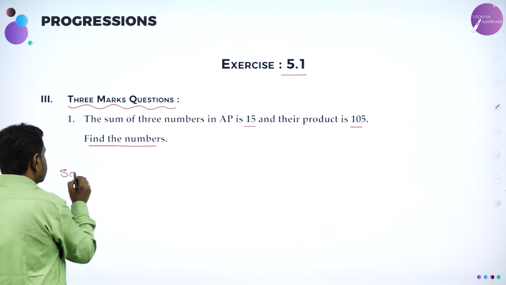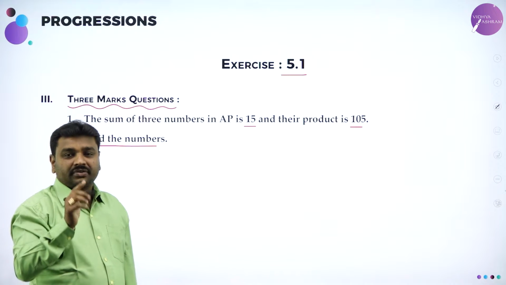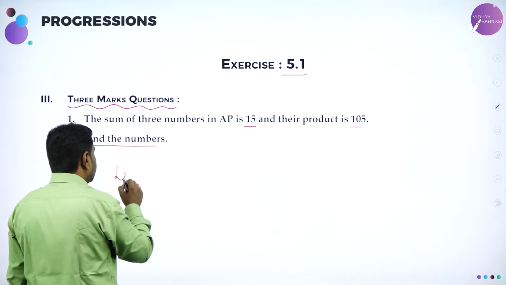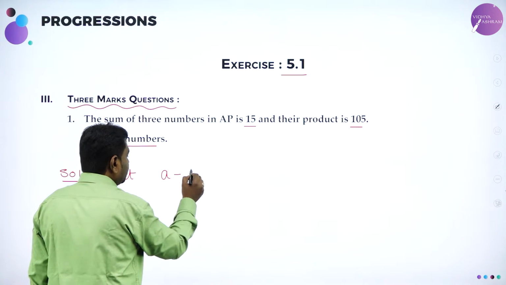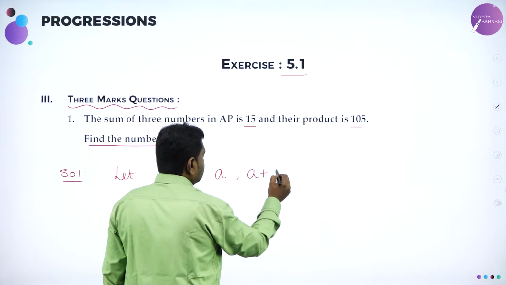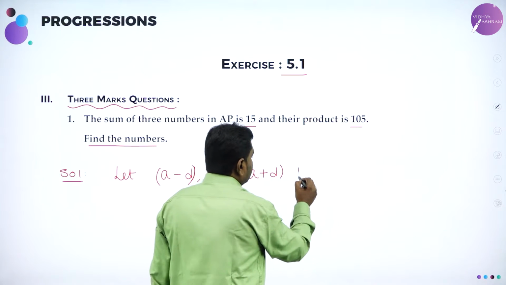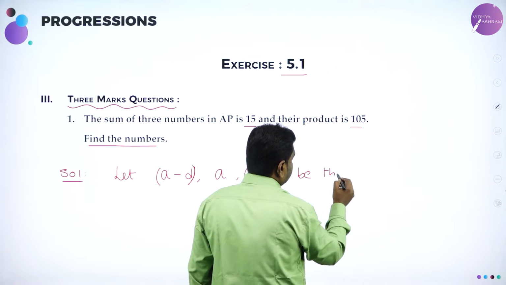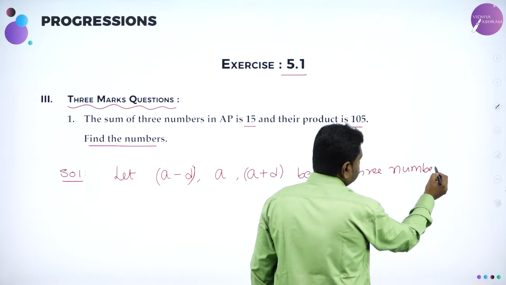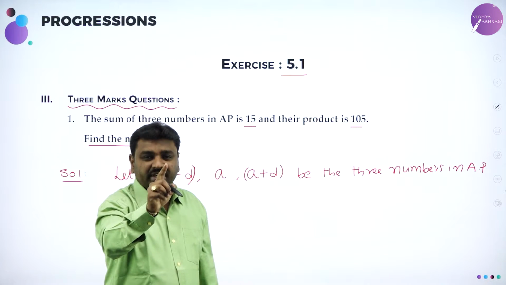The solution: the first basic is, you should take the 3 numbers as a minus d, a, a plus d. When they ask you to find 3 consecutive terms in AP, this is the logic of the problem. a minus d, a, a plus d be the 3 numbers in AP. This is the basic. When they ask you to find 3 numbers, you have to take a minus d, a, a plus d.